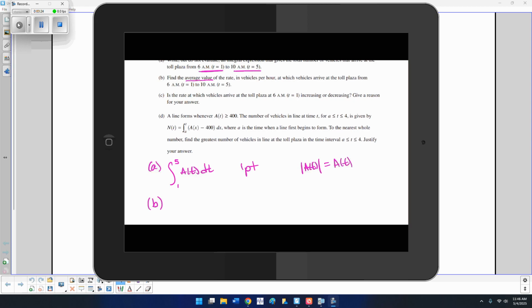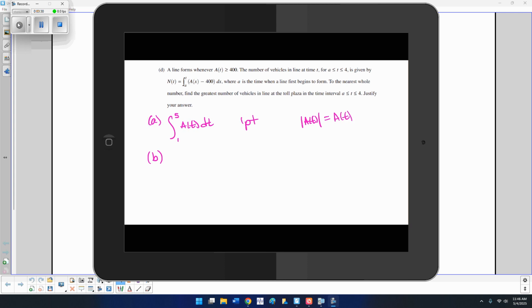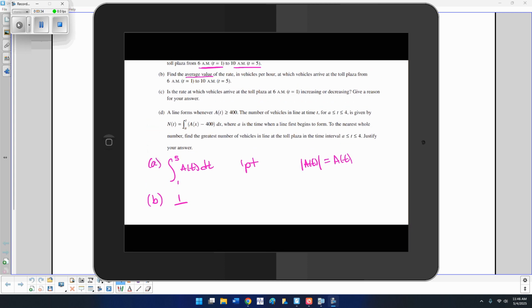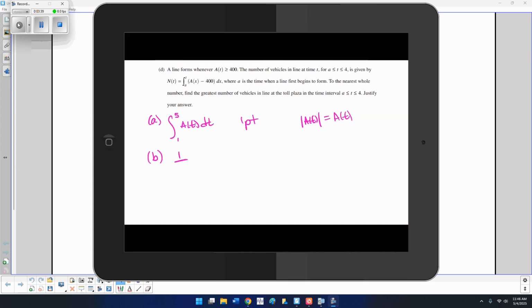Okay, B. Find the average value of the rate. Now, it's not asking for the average rate of change. It is actually asking for the average value. So we have a formula for that, and it is the average value of the rate of change from 6 to 10. So that's 1 over 5 minus 1, the integral from 1 to 5 of A of T dt. You could compute this with your calculator, so I'm not going to spend time doing that.